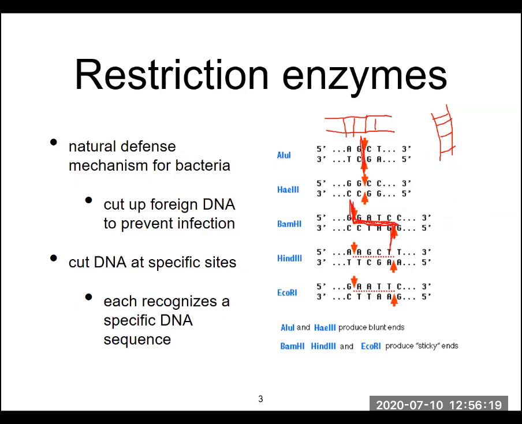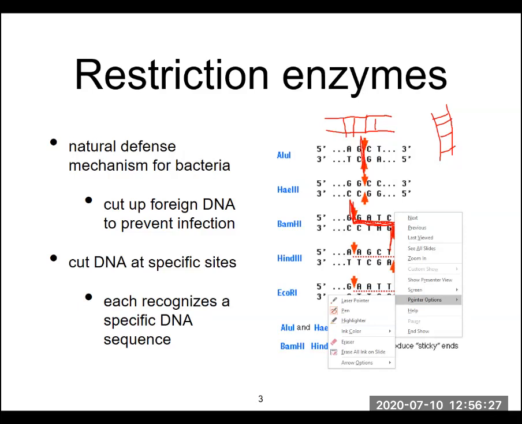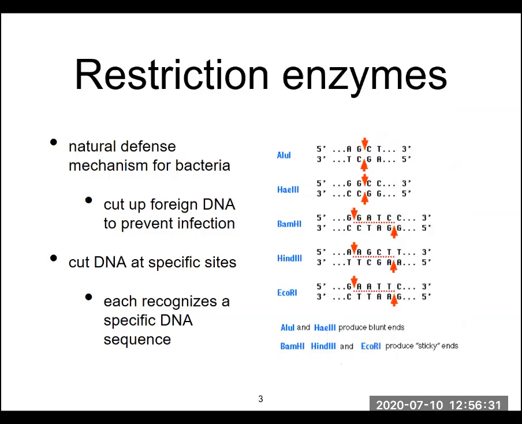But basically, the important thing is that these restriction enzymes are going to go through and cut the DNA molecule at a specific site. And so we can know that anytime we have this sequence, we're going to cut the DNA molecule here.